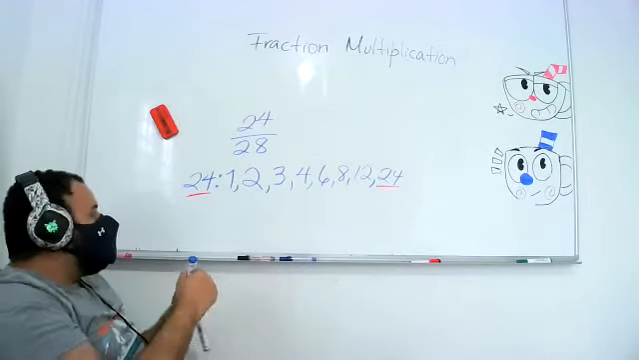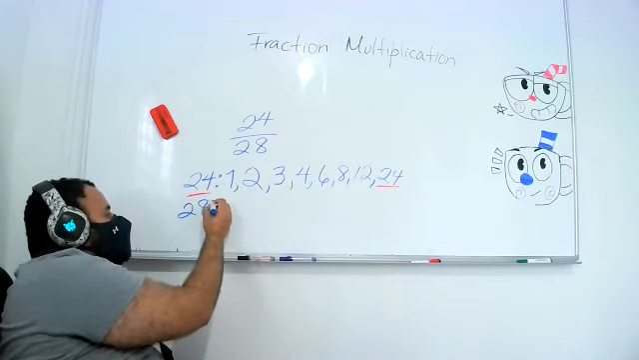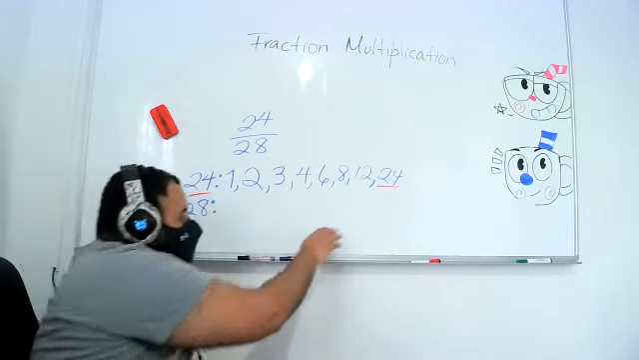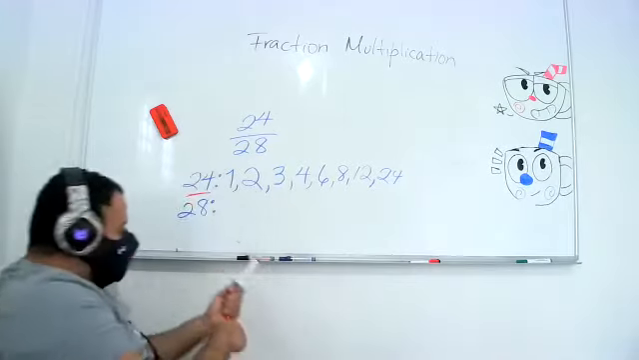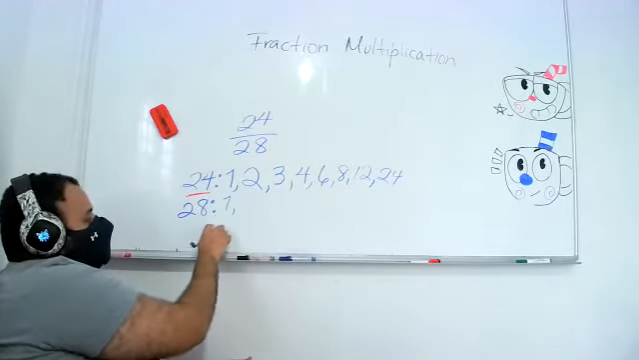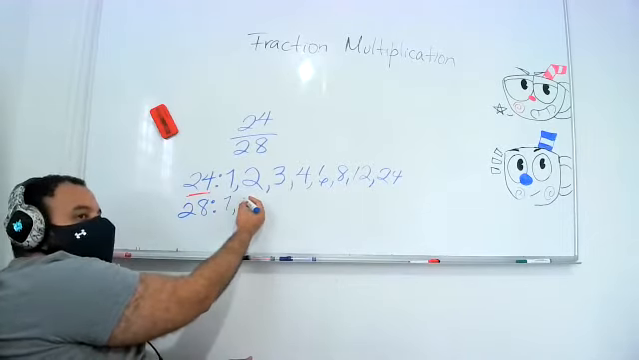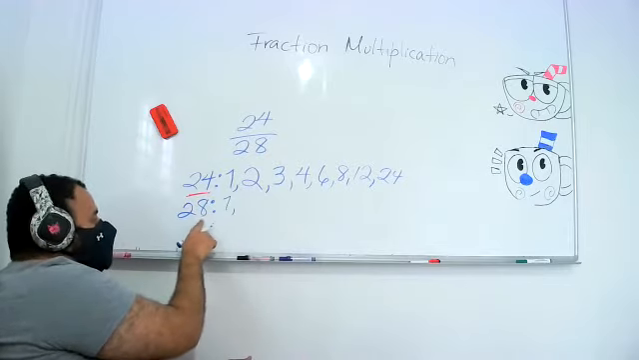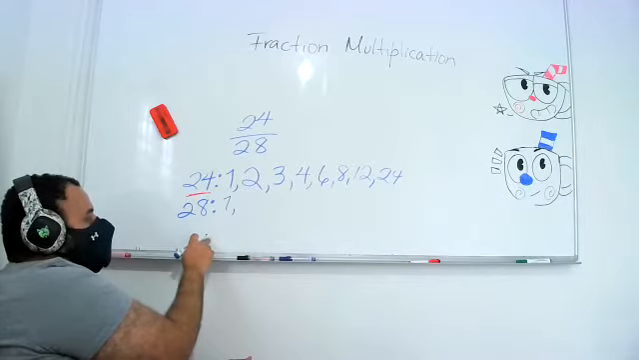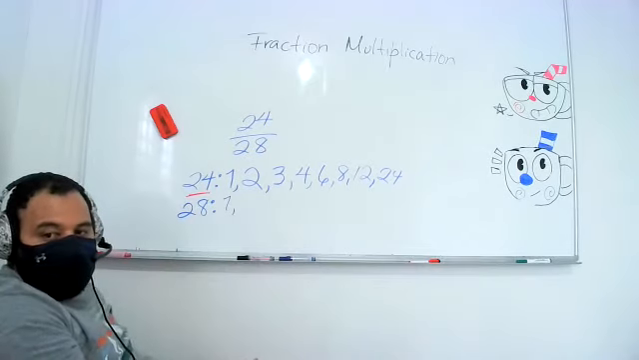Now, let's do it with 28. I need to do the same with 28, but I'm going to do it faster because now you know what we have to do. So I will start writing 1, because 1 times 28 is 28. What about 2? It's an even number, so there could be an option with 2.